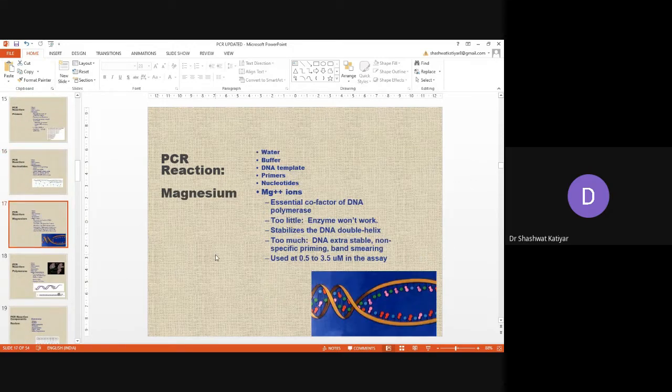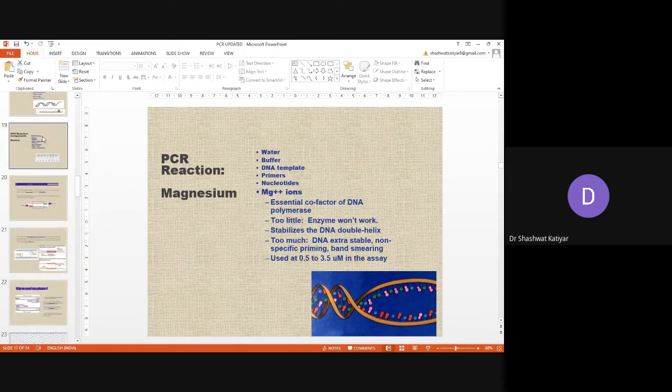And why the magnesium ion concentration? It is an essential cofactor of the DNA polymerase enzyme. If magnesium ion is not present, or the medium has little free magnesium ion, the enzyme will not work. It can stabilize the DNA double helix, and if the magnesium ion concentration is too high, the DNA becomes extra stable, non-specific primers will bind, and there will be band smearing. So the magnesium ion concentration should be appropriate, and that will be 0.5 to 3 millimolar in the assay.